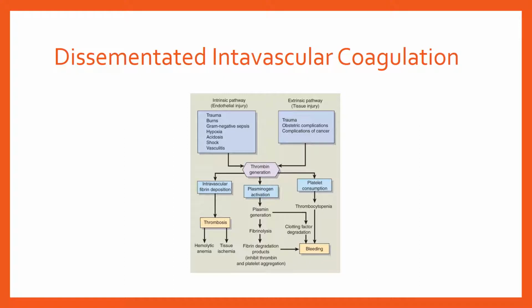I'd like to talk about disseminated intravascular coagulation, a disorder that is rather paradoxical because it involves hypercoagulability and hypocoagulability. So at the same time, too much clotting will occur, and too little clotting will occur.